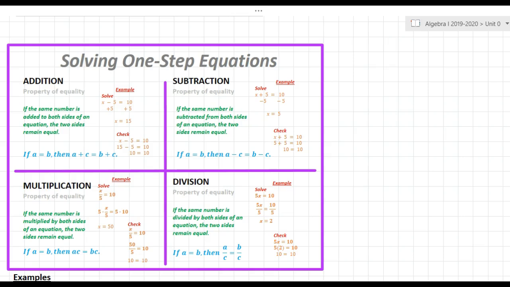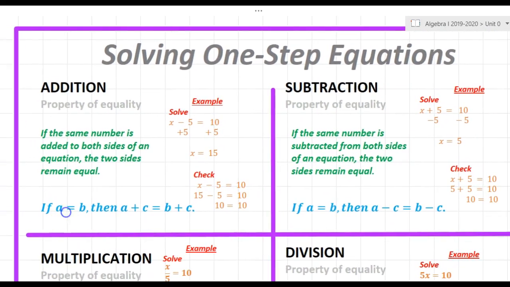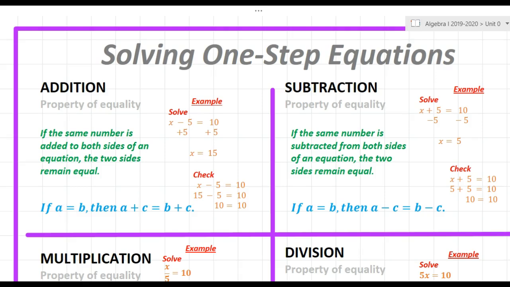Let's go on to solving one-step equations. To solve one-step equations, we need to know the addition property of equality, subtraction property of equality, multiplication, and division properties of equality. So starting with addition. The addition property of equality says that if the same number is added to both sides of an equation, the two sides will remain equal. So in blue, if A equals B, then A plus C equals B plus C. So if we add the same number to both sides, the equation will remain equal.